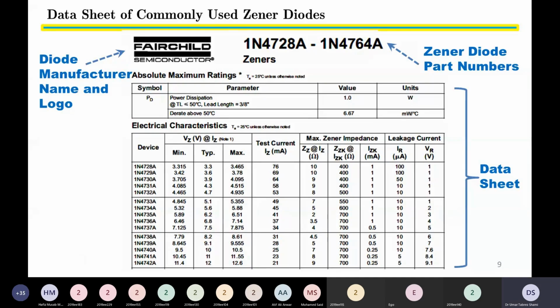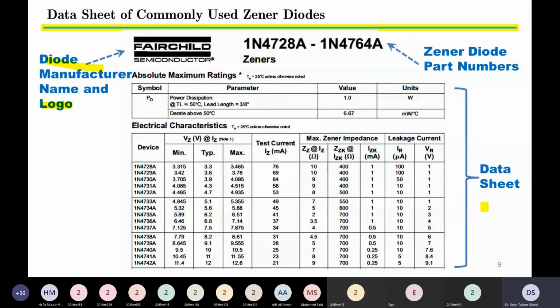Now we have the data sheet of commonly used diodes. In this slide, we see the data sheet of commonly used diodes. So let us first recognize the part of the data sheet, and then let us study the data sheet itself. The data sheet will always have the diode manufacturer name and the logo. So in this case, Fairchild Semiconductor is the semiconductor manufacturing company, whereas these numbers 1N4728 to 1N4764A represent the Zener diode part numbers whose data sheet is to follow.